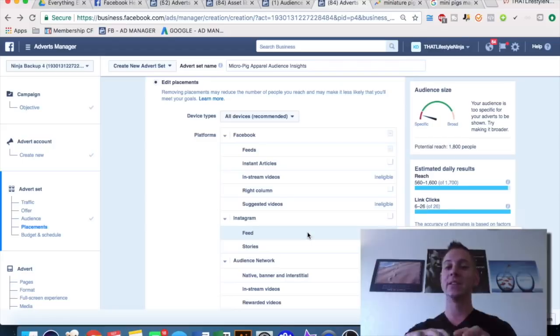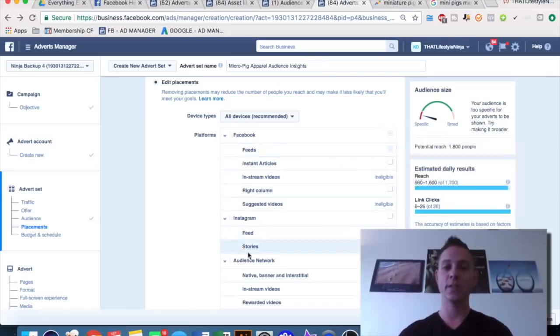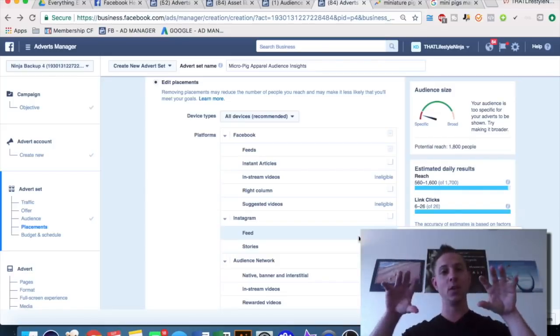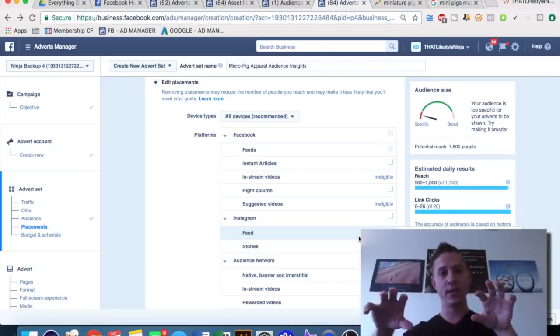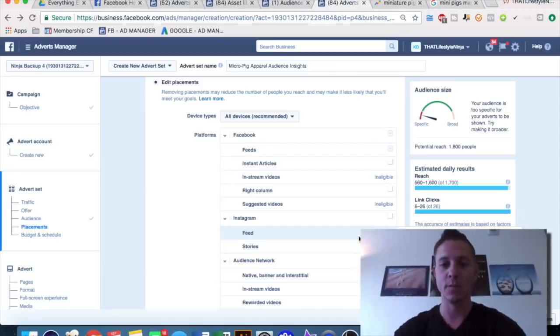Right, so I like to split test. I'll create all of my ad copy, all of my interests, all of my different demographics for location and age and all of that, right? And then I'll set it as feeds, and then I'll copy the campaign exactly the same, and I'll change feeds to Instagram, and then I can see, everything else the same. The only difference is this one has feeds, this one has Instagram. Let's see which one is converting better and giving me more profitable sales.